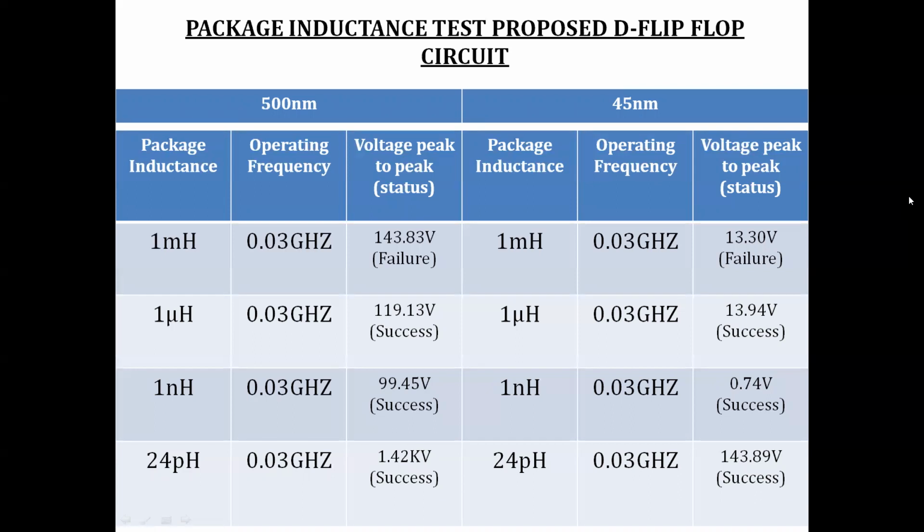Now Devrupa will continue. Then we examine the power supply noise for different parameters at the same operating frequency, which is 0.03 GHz, for both technologies in the CMOS proposed D flip-flop circuit. As a result, we see that out of all the parameters, 1 millihenry at 0.03 GHz for both technologies shows failure, whereas the other parameters show success.